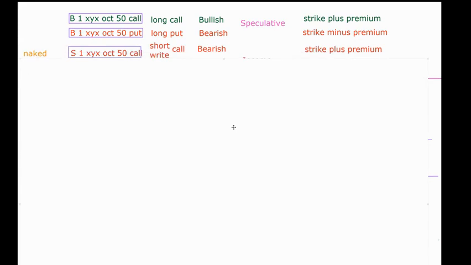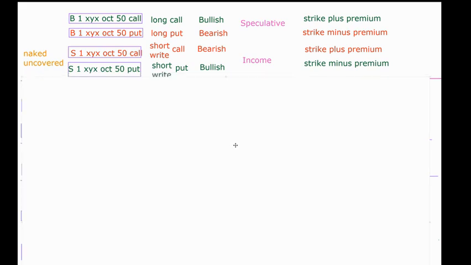Sell a call. Ooh, naked. So selling a 50 call is like shorting or writing a call. It's bearish, and the break even is strike plus premium. And remember, red is bearish, so it's bearish. Naked, uncovered. That's what it means when you sell an option by itself.